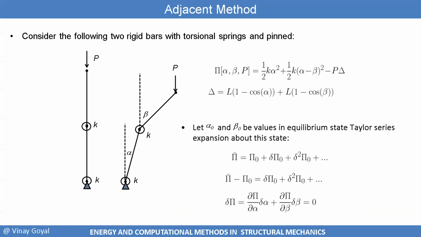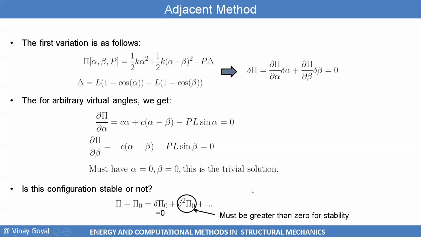And to start over, or kind of summarize, we use the adjacent method here. You draw the system in equilibrium in the buckled state, and you calculate pi. It's basically the energy method. Then you find the first variation of pi, and when you do that, you're able to find that alpha equals 0, beta equals 0 is a trivial solution. That's all you get for that.